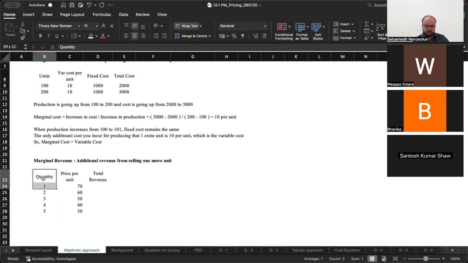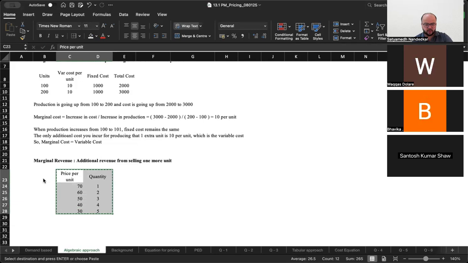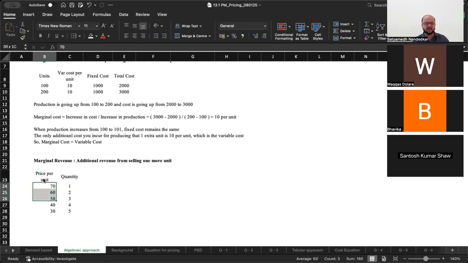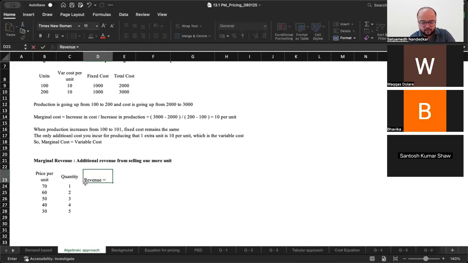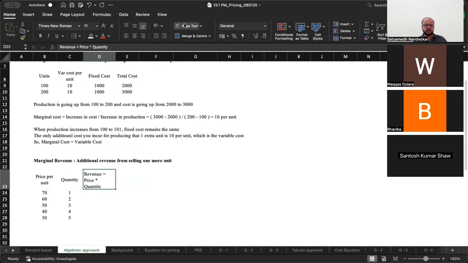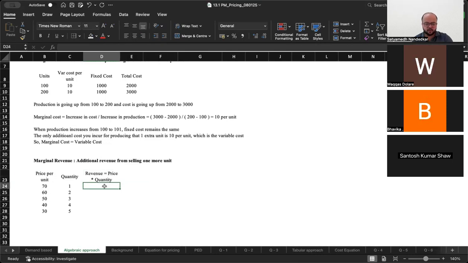You know what? I should not do this. I should have the columns arranged this way, because price comes first, quantity happens because of the price. So that's the relationship between the two. Now, if I were to calculate revenue, it would be price into quantity. That is how we would arrive at the revenue figure. How do you calculate revenue? Price into quantity.